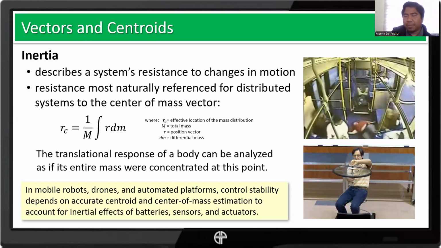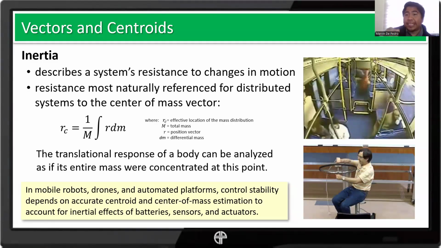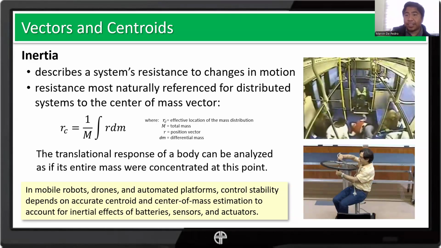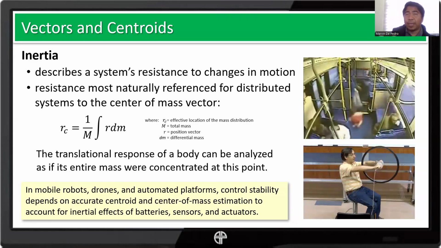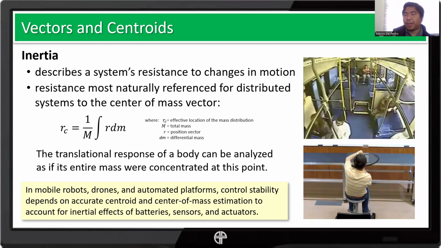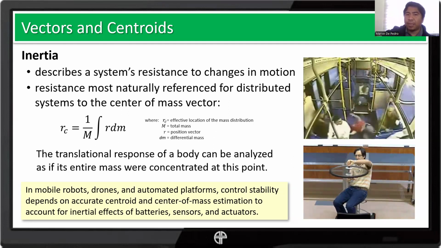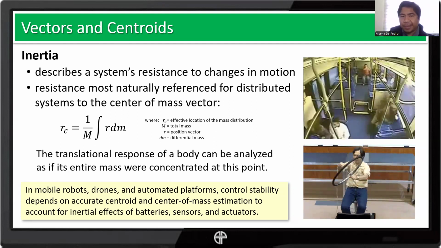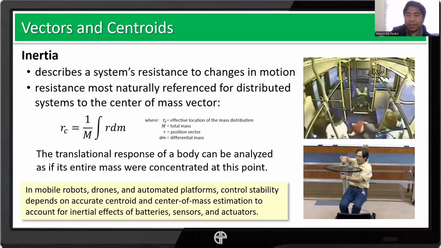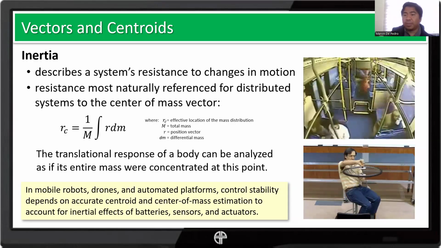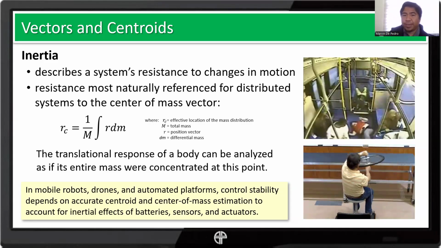Another thing, because of inertia, it's not easy to reverse a certain direction. If an object is moving clockwise, then it will resist whenever there's a change in motion. It will resist moving the other way.